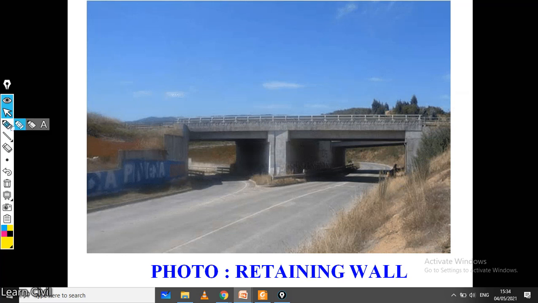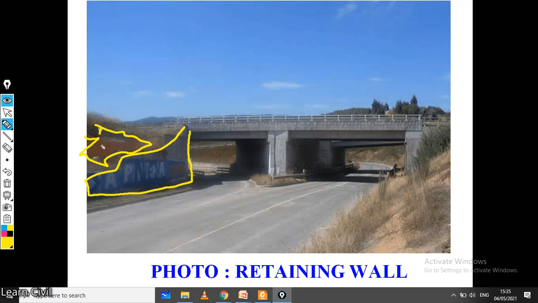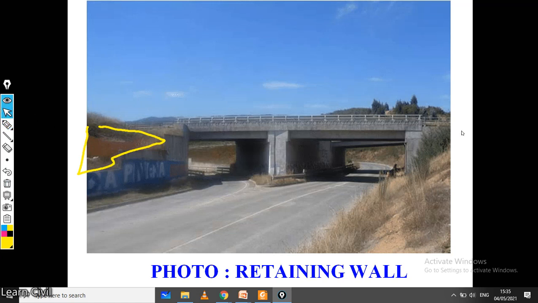Again you can see here for this particular bridge, this wing wall is constructed here. What is the purpose of providing this wing wall? Here you can see some hill area on this side, and this particular wing wall is retaining the slope of this hill area. Okay, so the basic purpose of a retaining wall is to retain material.